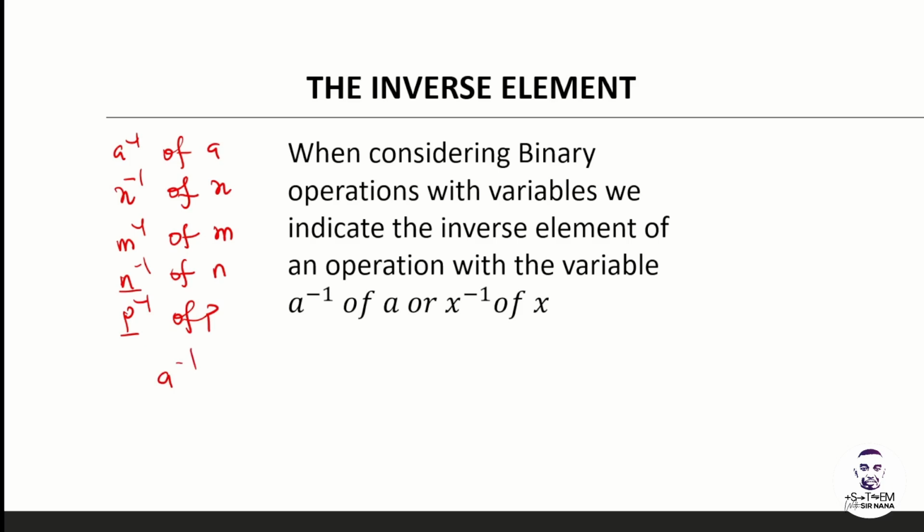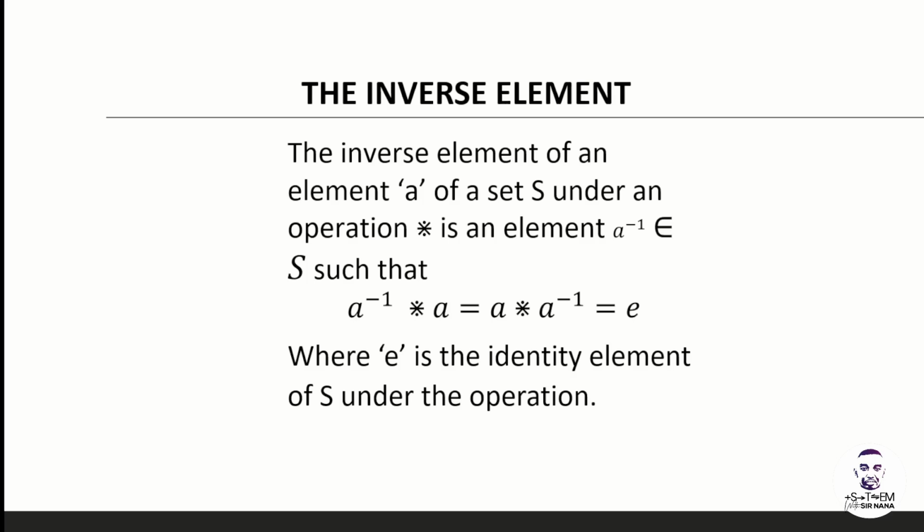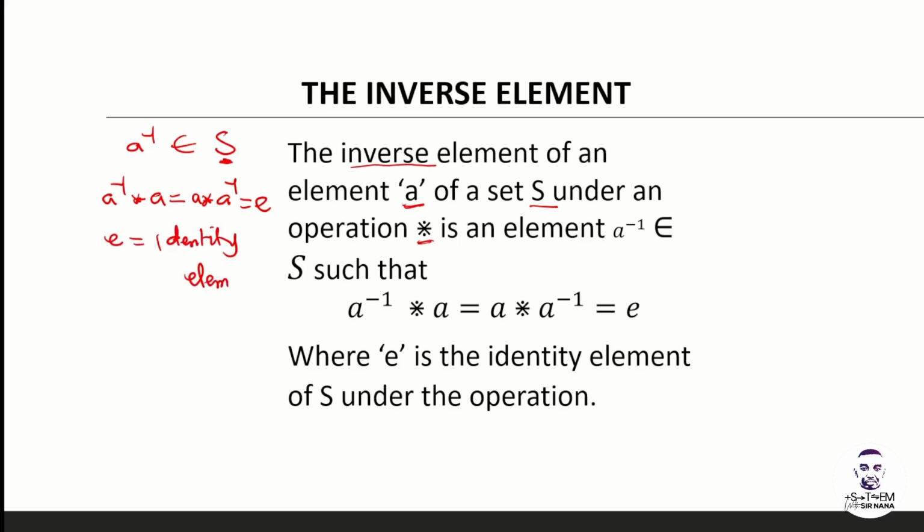Now let's consider how we can define a general form of an inverse. The inverse element of an element A of a set S under an operation star is an element, A inverse, which is in S, such that if I operate A inverse on A, or the other way around, because it's commutative, I have A operation A inverse, it should give me E, which is the identity element.